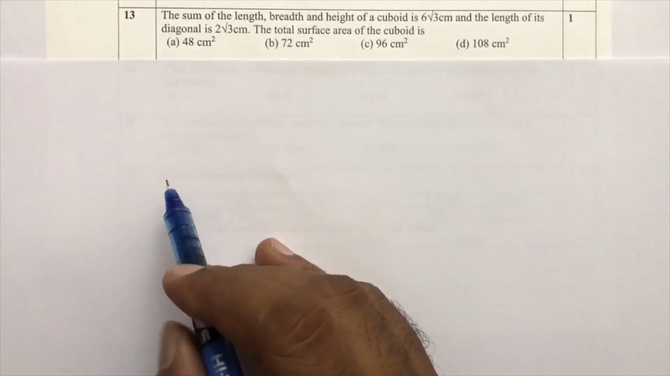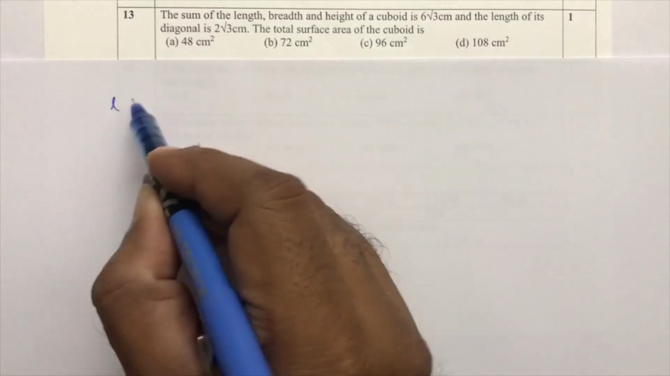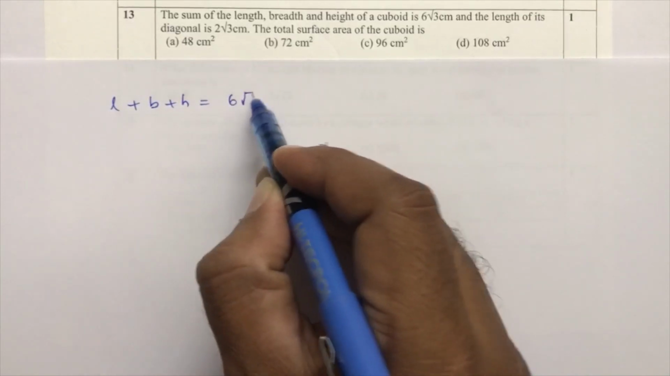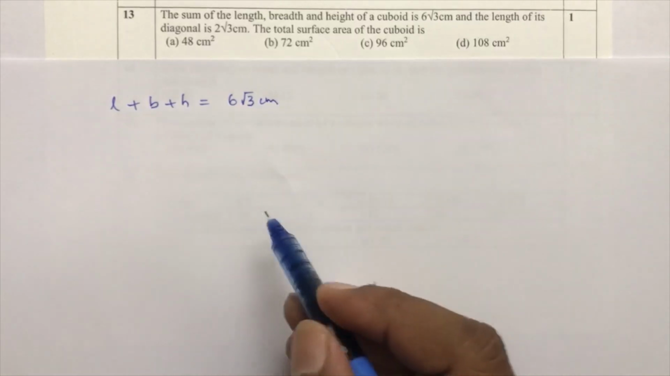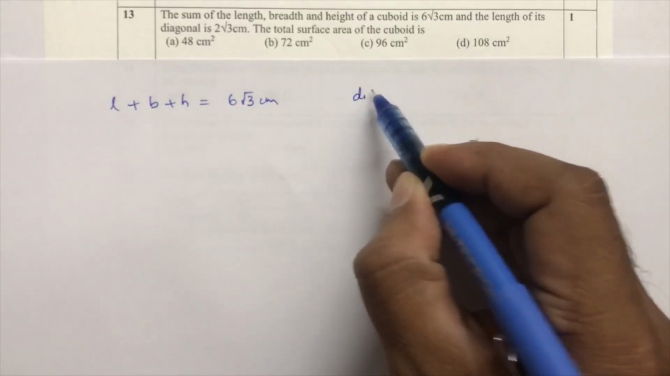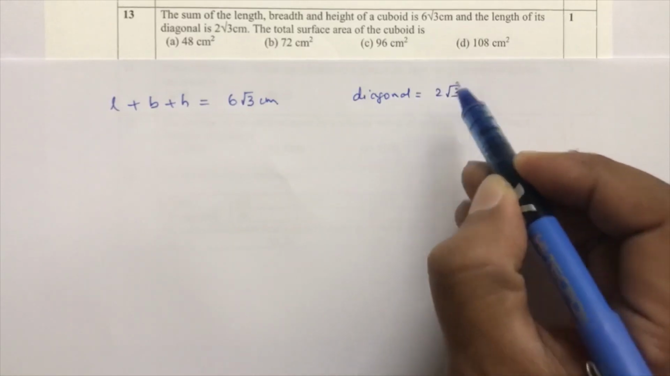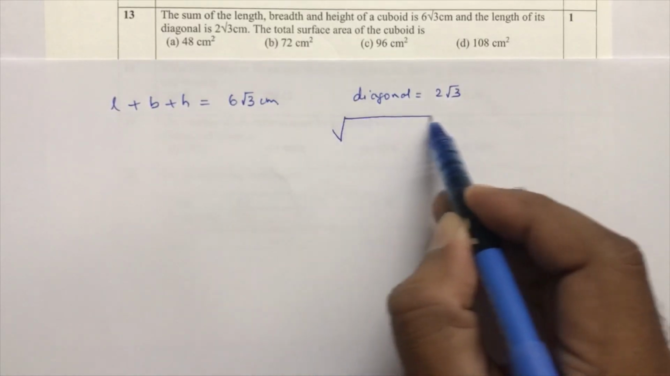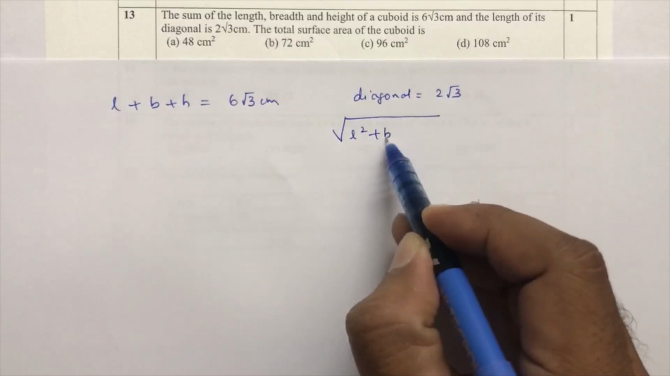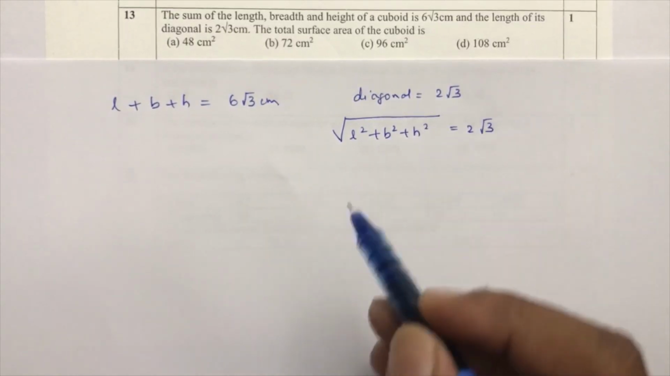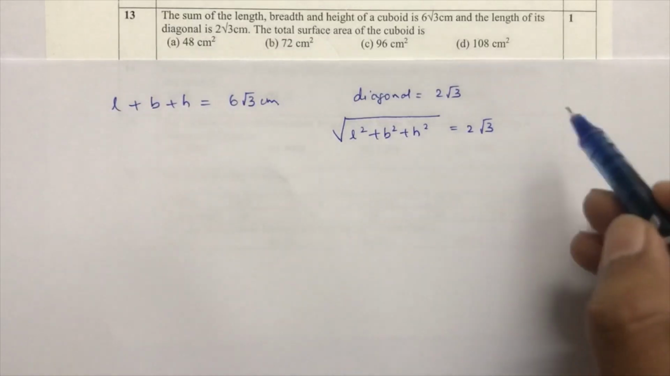The sum of length plus breadth plus height of a cuboid is 6 root 3 centimeters. The length of its diagonal is 2 root 3, and the diagonal formula is under root L square plus B square plus H square, which is 2 root 3. We need to find the total surface area.